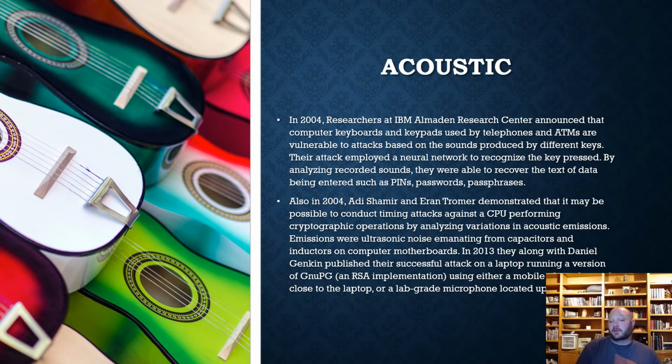So in 2004, researchers at IBM Almaden Research Center announced that computer keyboards and keypads used by telephones and ATMs are vulnerable to attacks based on the sounds produced by the different keys. Their attack employed a neural network to recognize the key pressed. And by analyzing the recorded sounds, they were able to recover the text of the data being entered, such as when people were typing in their PINs or passcodes, passphrases, passwords, all that type of stuff.